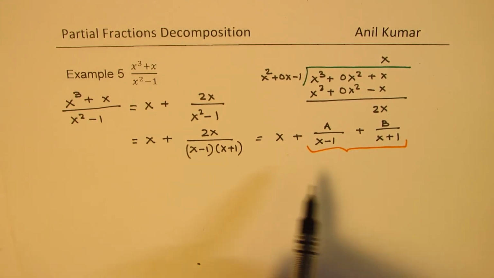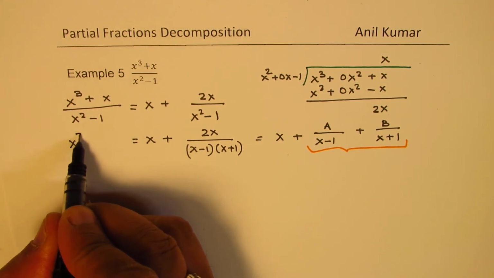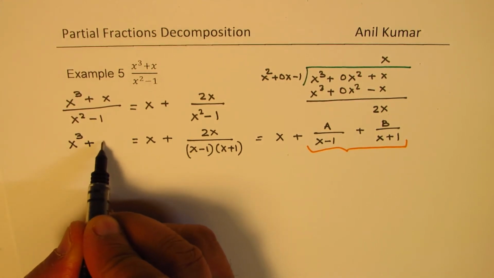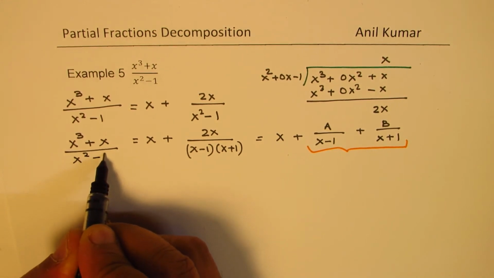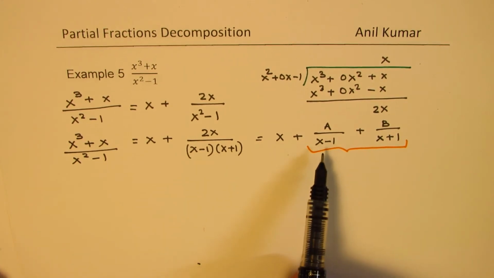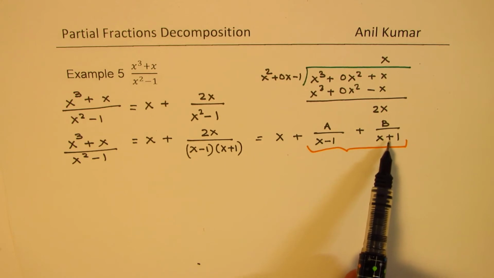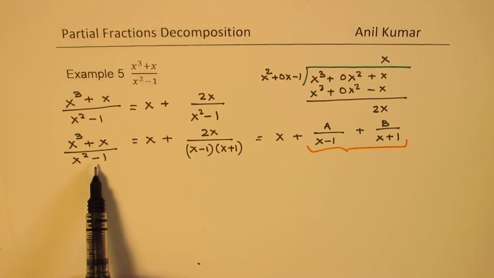So on the left side, what do we have? On the left side, we have x cubed plus x over x squared minus 1, right? Now, if I multiply by x plus 1 and x minus 1, we do get x squared minus 1.